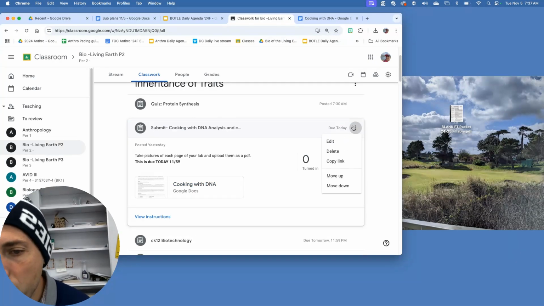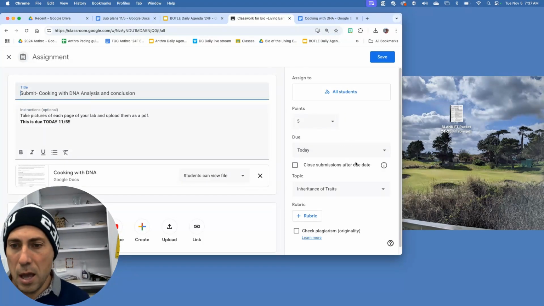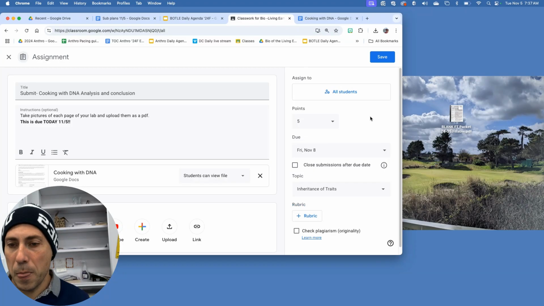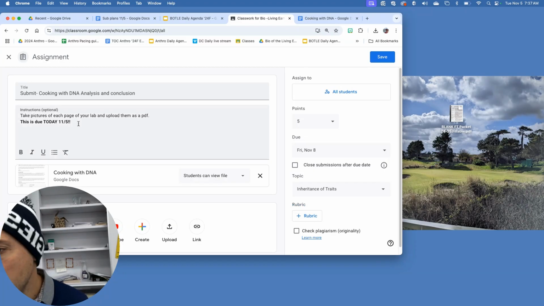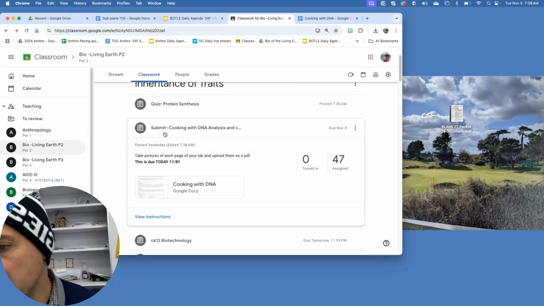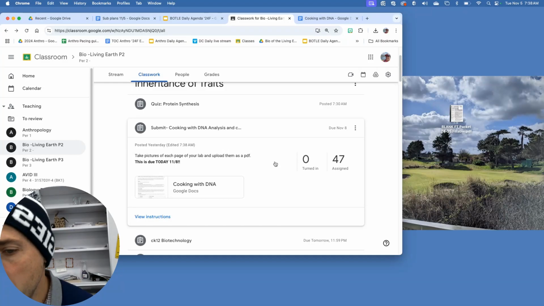You're going to need to take a picture of everything and upload it to here. I right now am going to change the due date and make this due Friday. Okay, so it's due Friday the 8th. Now, you should be able to get most of this done today, but I want you to take your time. There we go.